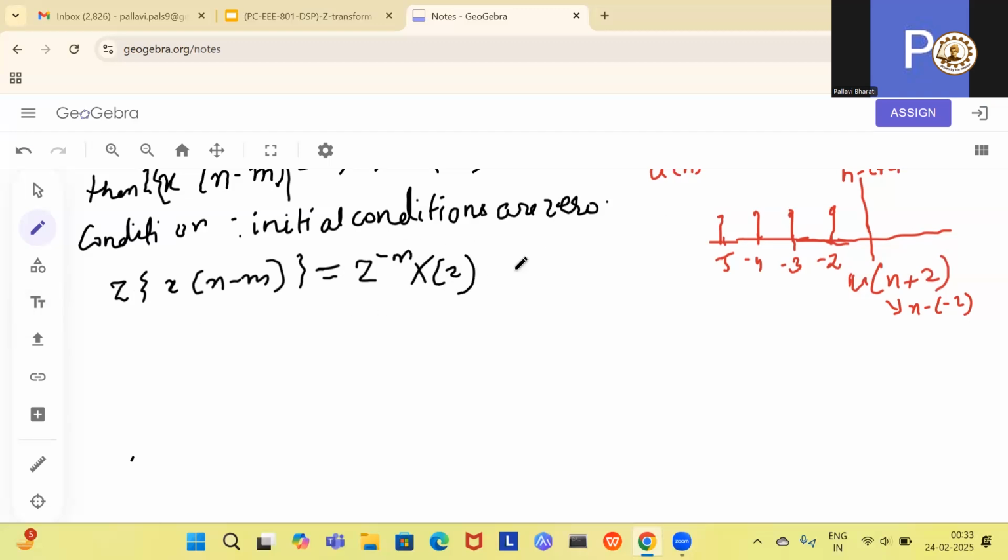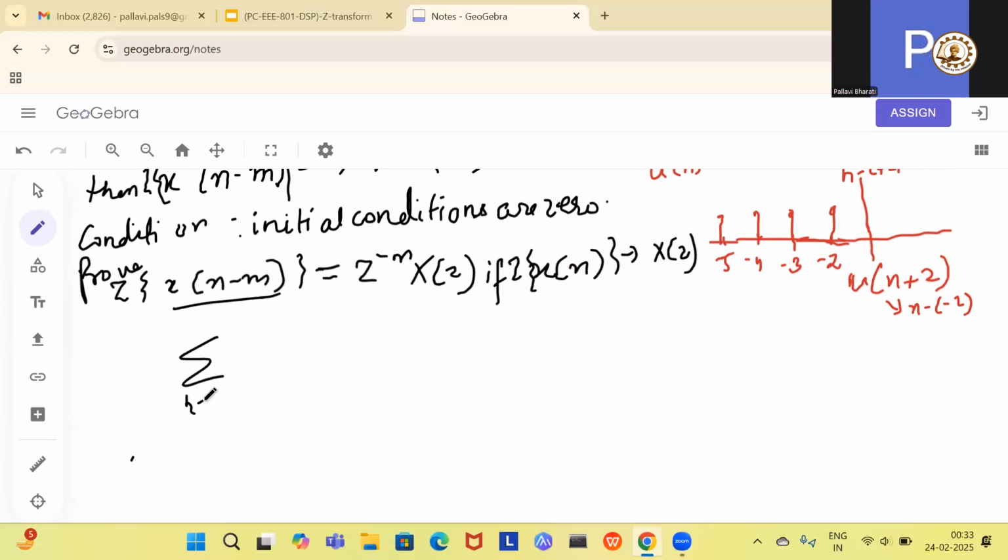If a condition is already given that the Z transform of x of n is X of z. Okay, you have to prove this part. So again, we are going to do the same thing. This is the signal for us. Write the Z transform for this signal: sum over n equals minus infinity to infinity, x of n minus m, z to the power minus n, right? From here you are going.